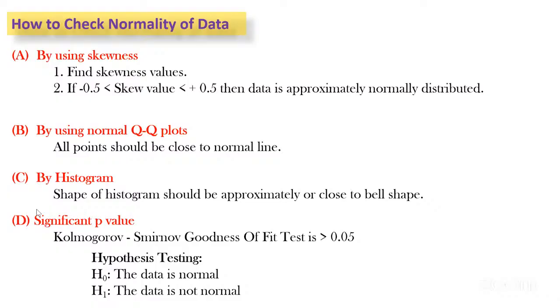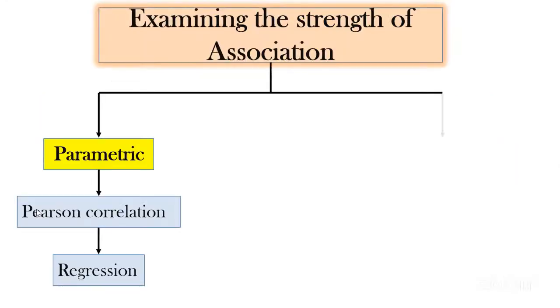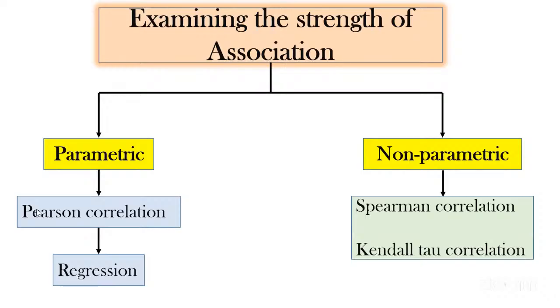Okay, ma'am. I just wanted to know about the type of test that will be used. This is what I had mentioned in this slide for your reference. In parametric it is Pearson, and in non-parametric we say it as Spearman or Kendall Tau correlation. Both are correlation, just the name is Pearson for parametric and Spearman for non-parametric.